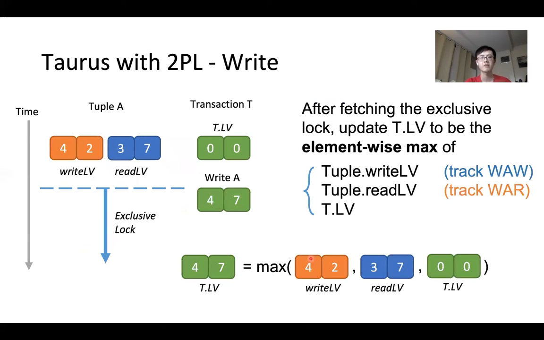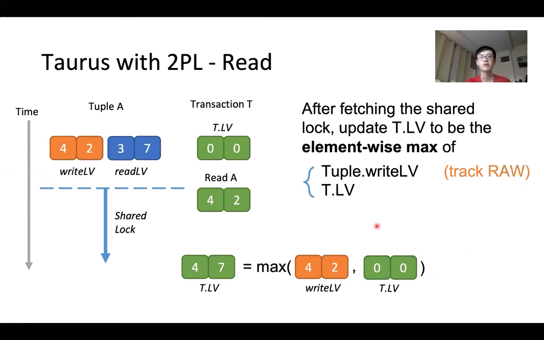Whenever a transaction writes to a tuple, after fetching the exclusive lock, it updates its own LV to be the element-wise max of the write LV and read LV of the tuple and itself. Similarly for a read operation, after fetching the shared lock, the transaction updates T.LV to be the element-wise max of tuple.write LV. This is to track the read-after-write dependency.